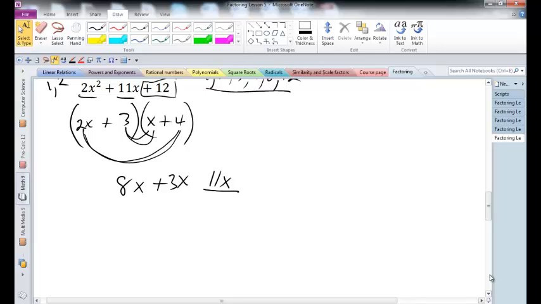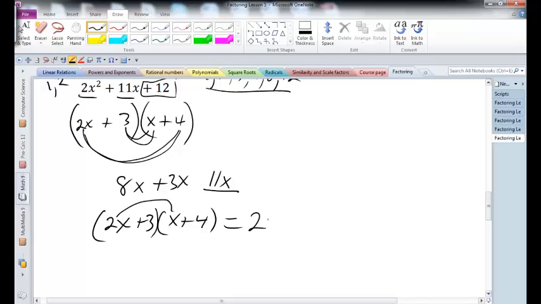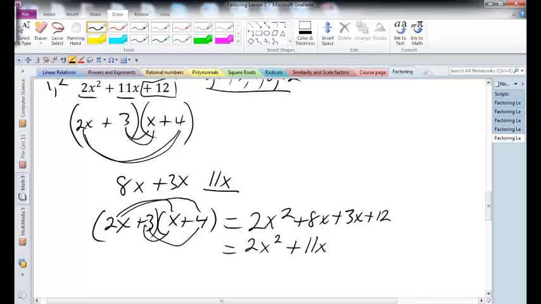Let's again multiply this one out to check our work. We said it factored into 2x plus 3 times x plus 4. Let's distribute that out. 2x squared plus 8x plus 3x plus 12. And you can see when we collect like terms that we've done it properly. 2x squared plus 11x plus 12.